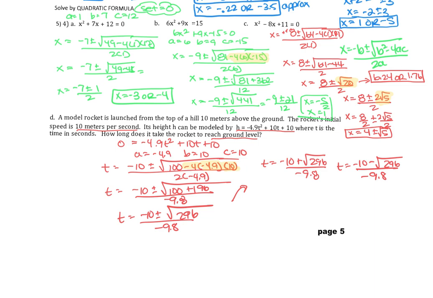When you put those in your calculator, don't forget when you do the numerator to make sure you hit equals if you're on the classroom calculator. If you're on the navy blue calculator, you could put the numerator in parentheses if you wanted to. We should do negative 10 plus the square root of 296 and hit equals, and then divide by negative 9.8, and we should get negative 0.735 seconds. And then we'll do negative 10 minus the square root of 296, hit equals, divide by negative 9.8, and you should get positive 2.78 seconds. And since we're talking about the time for a rocket to land on the ground, we don't really want the negative answer, we just want the positive answer.